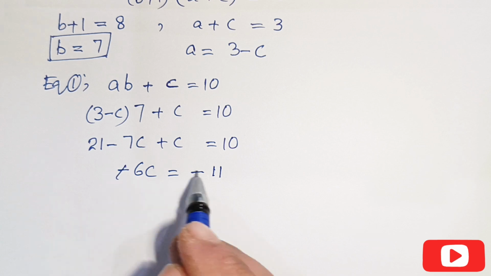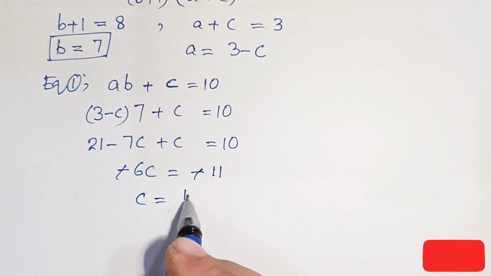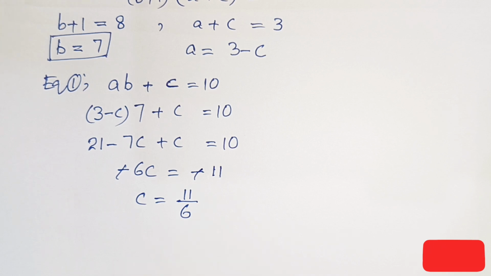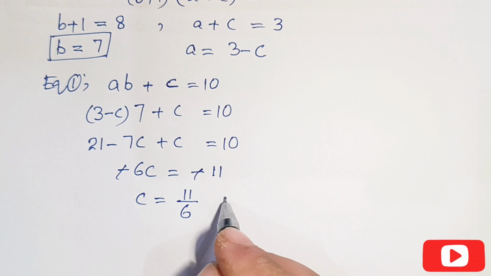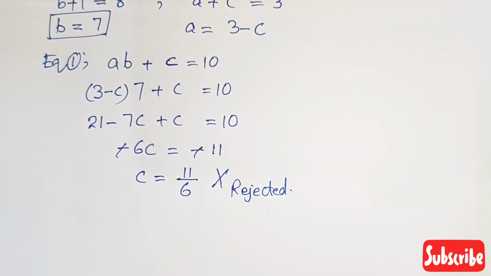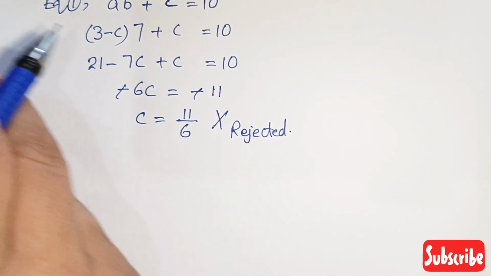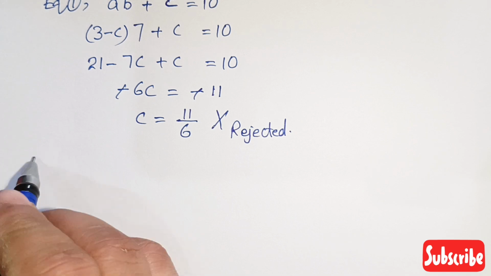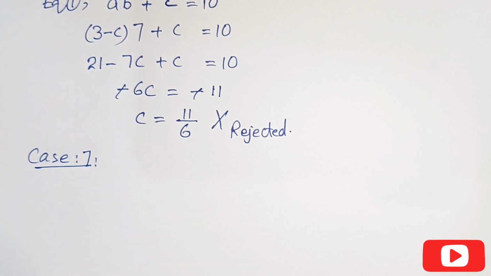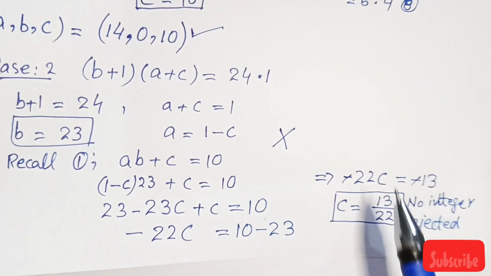Now the negative sign is cancelled, so c is equal to 11 divided by 6 here. So 11 divided by 6, so there is no positive integer. We are going to just reject it. Now our case number 6 is given by, not case number 6 but 7. Case number 7 here. Our case number 7 is 4 times 6 is equal to 24.